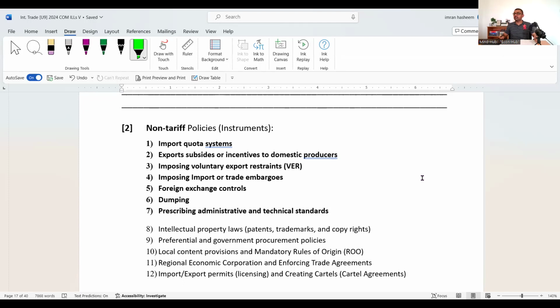Okay? Right. Number 3, imposing voluntary export restraints, VER we say. Restraint is where you limit yourself, where you control yourself, restraining yourself, right?